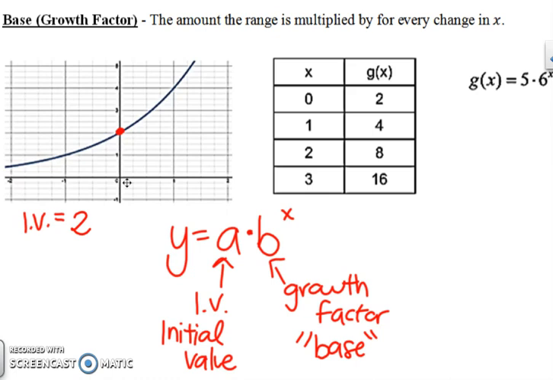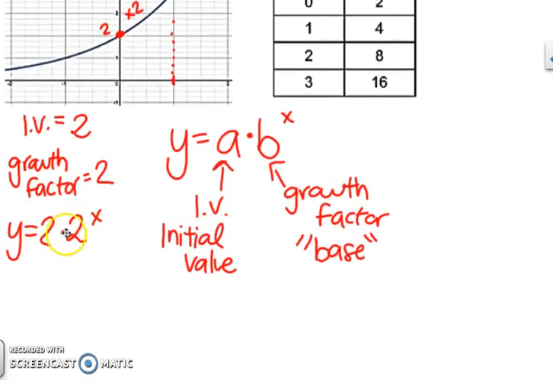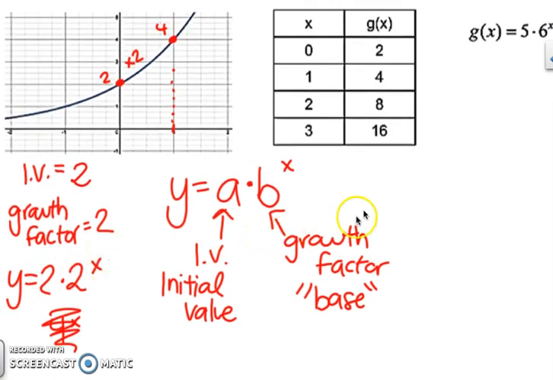To see what they're going up by, you would go to a 1. And so how do you go from a 2 to a 4? Multiplying would be times by 2. So your growth factor is going to be a 2. So the equation would be y equals 2 times 2 to the x. Okay. Notice we do not say 2 times 2 is 4x. You cannot do that, okay? So you have to leave them with the initial value out front and the growth factor next to that.